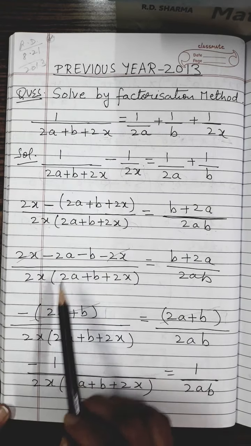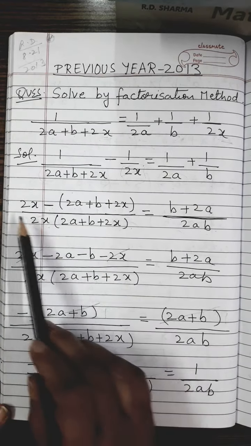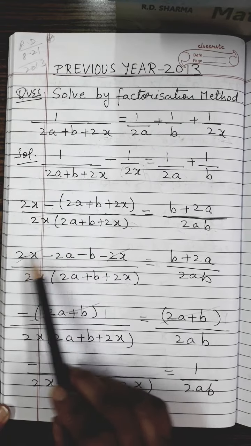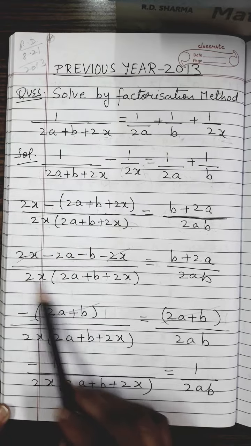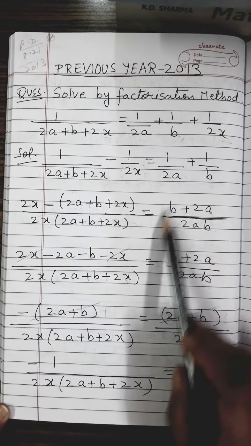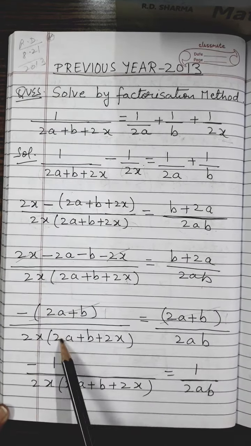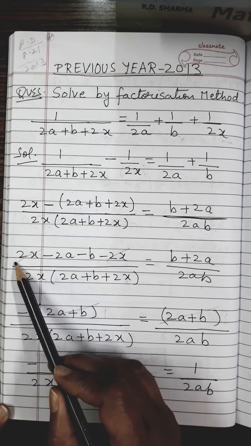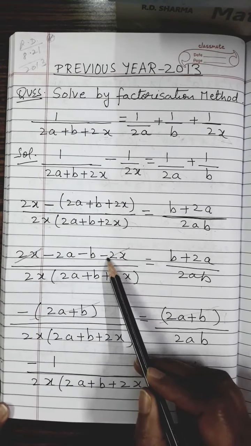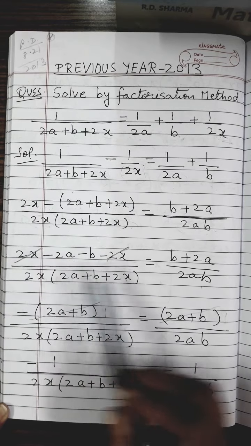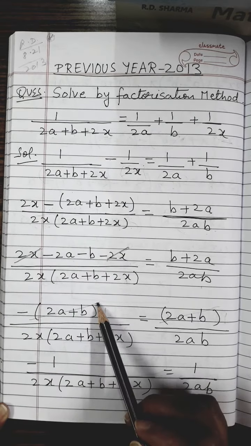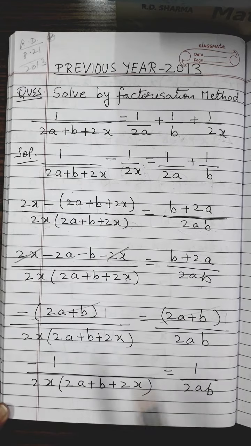Now in the next step, I will open this bracket. So I will get 2x, open the bracket, 2x minus 2a minus b minus 2x, and the denominator is as it is. Similarly, the right side will remain as it is. Now what do you see in the next step? This is 2x in the plus sign and this is 2x in the minus sign. So it will give you 0. So I can show it by simply cancelling these two terms. And the denominator is as it is, and the right side is also as it is.